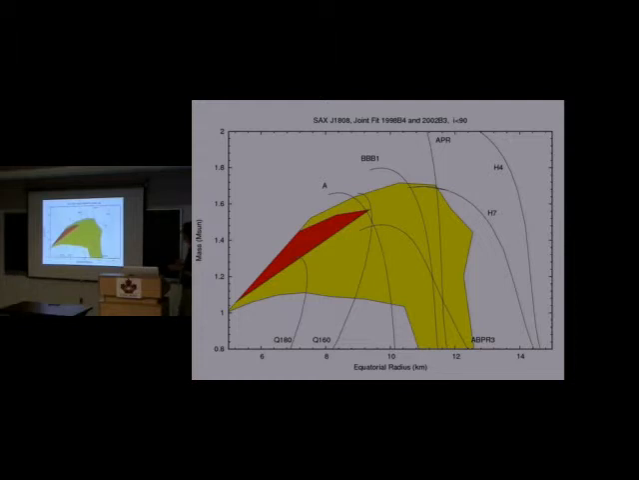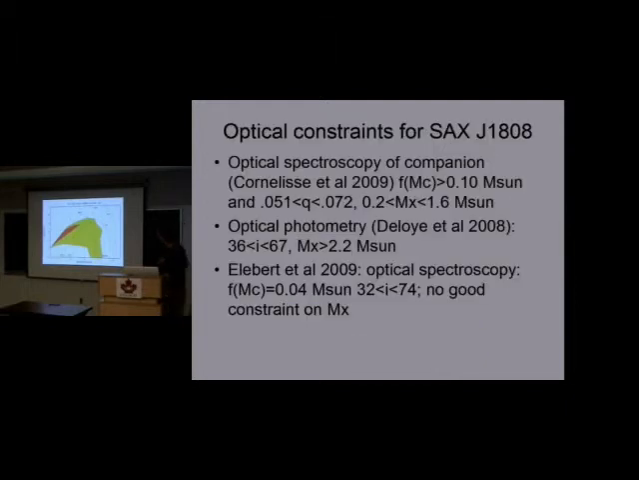So you get a nice region, but it would be nice if it was smaller, but it's pretty big. If you go to the literature, there have been lots of optical studies of this system, but they're contradictory. Here's one with a mass function less than 0.1 solar masses, and they get an upper limit on the X-ray source of 1.6 solar masses. Another study got a lower limit at 2.2 solar masses, and then there are other studies on the inclination angle of the system. So this hasn't really been resolved yet.